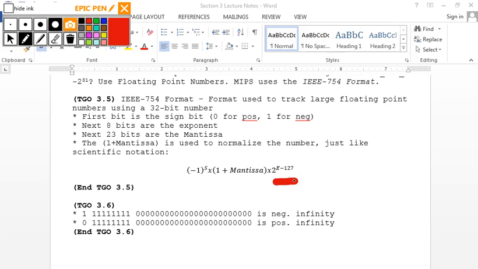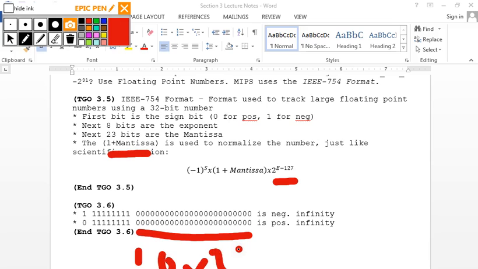And so the last bits are what's known as the mantissa. And that's just the actual number. So if you had 3.4 times 10 to the 23rd, 23rd is your exponent, and your mantissa would be 0.27. So what this means is 1 plus the mantissa represents 1.0 times 2 to the something, right?